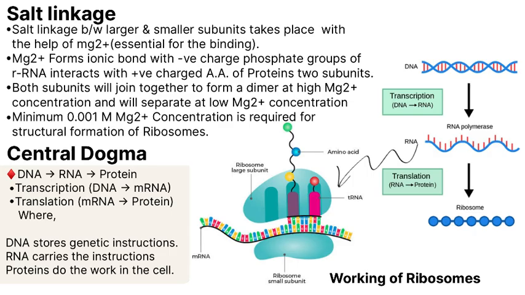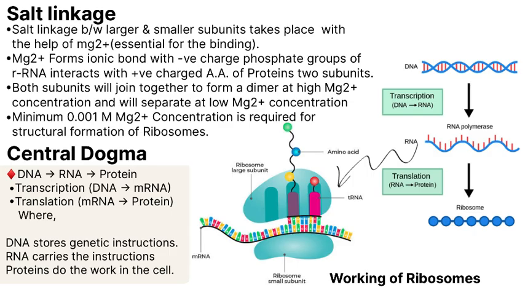Actually, the Mg+2 helps to form ionic bonds between the negatively charged phosphate groups of the rRNA and the positively charged amino acids of the proteins, to assemble both the subunits together on the mRNA into a functional ribosome, which is also called a polysome. Now let's see what these polysome structures are.